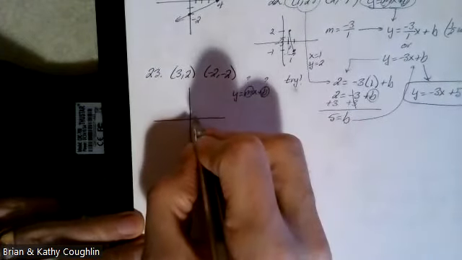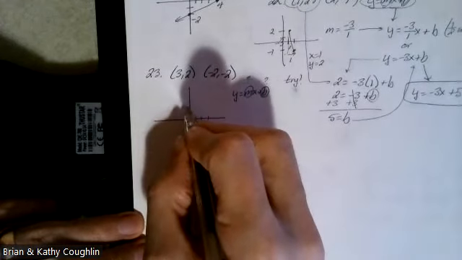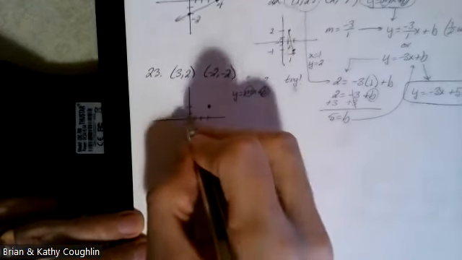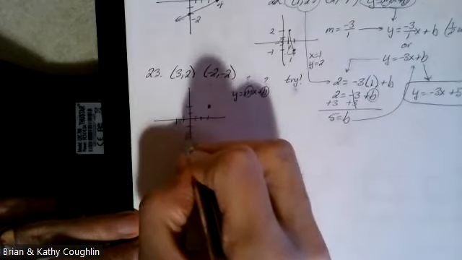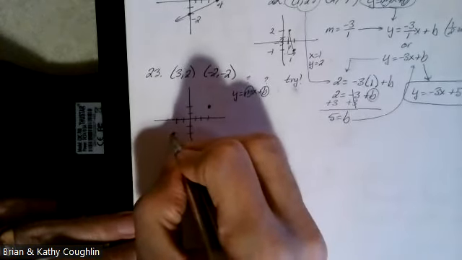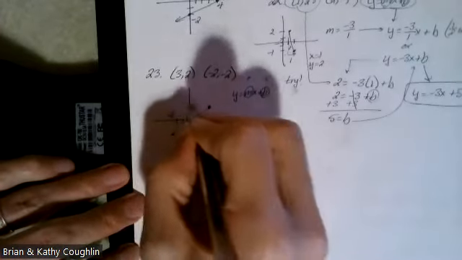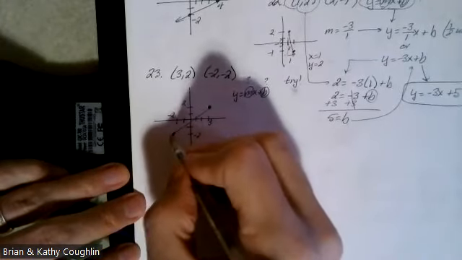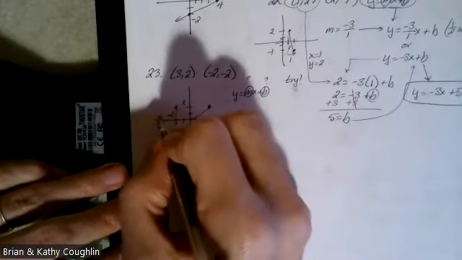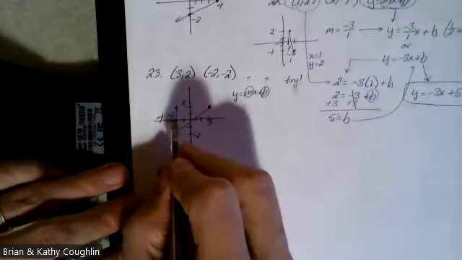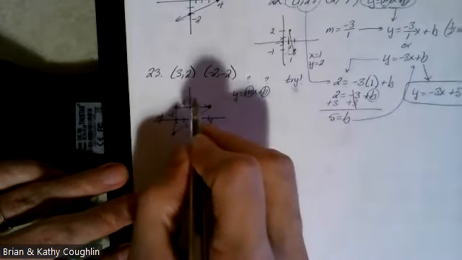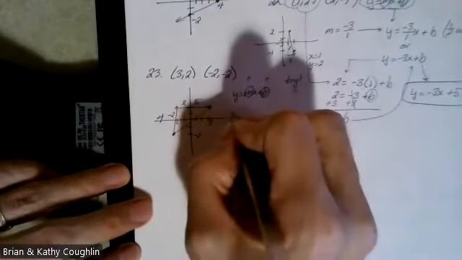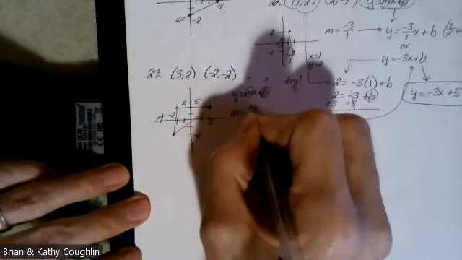Again, 3 comma 2, let's do it. 3 comma 2 is here. And then negative 2, negative 2 is here. So what's the slope between that? Let me mark these. So negative 2, negative 2. This is 2, and this is 3. So how far is it from negative 2 to 2? It looks like that's rising 4. And from negative 2 to 3, that's going over 5. Aha. Slope equals rise over run, 4 over 5.